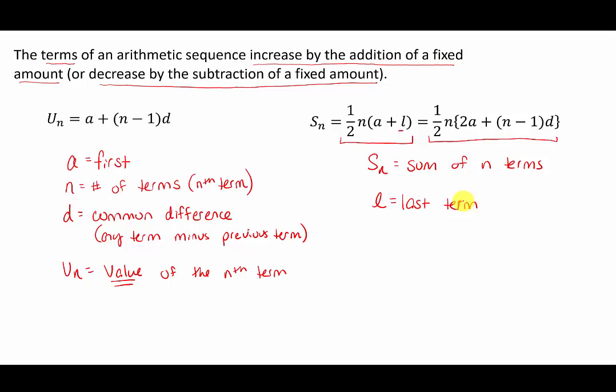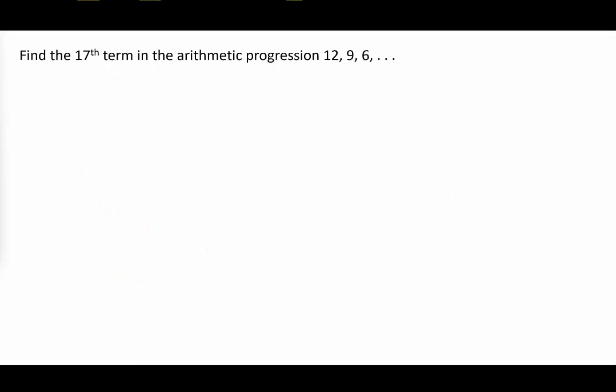So we're going to look at some examples. And arithmetic sequences are all about identifying what information you have and then just picking a correct formula and plugging in. Okay? So let's look at our first example. Our first example says find the 17th term of the arithmetic progression that starts 12 and then 9 and then 6. So let's identify what we know.